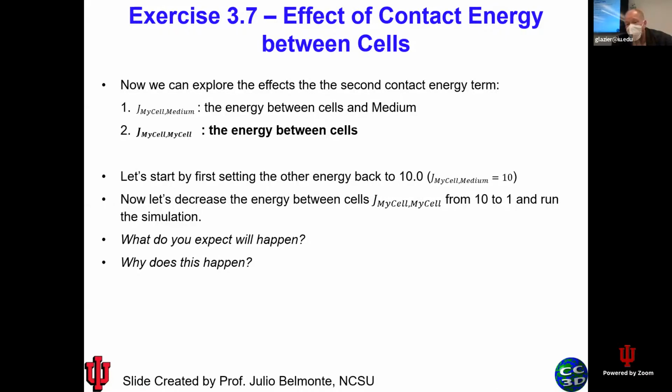Now, I can go back and set my cell-medium contact energy back to 10. And now let's flip it and change the cell-cell contact energy. So let's put the cell-medium contact energy back at 10, and now set the cell-cell contact energy to 1. See what happens. I should probably have had 1.0 in the slide, because you have to type 1.0. What does it do? As always, it's better if you try to think about what you expect before you do it.